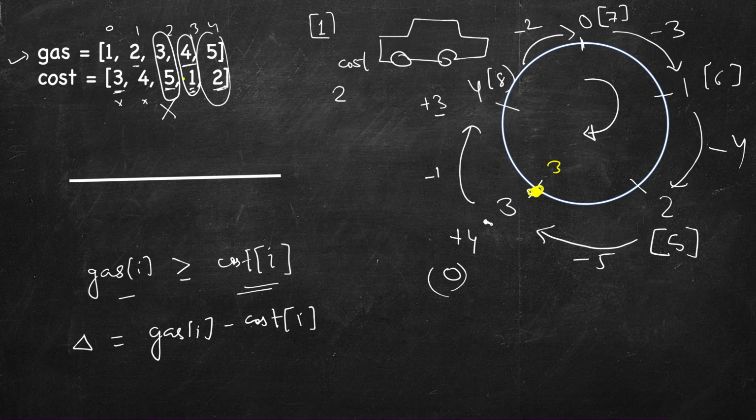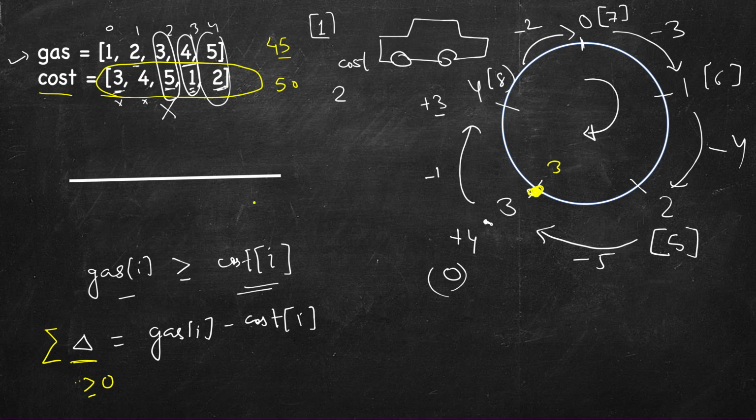Another thing to note is that, let's say the total cost is more than the total gas available. Then definitely you cannot make any trip no matter where you start. Because let's say the cost is 50 units of fuel and the total available fuel is just 45 units. Then no matter where you start, you cannot complete the trip. So this is another point. The total gas should always be more than the total cost, or that is, the sum of deltas should be greater than or equal to 0. In this case, it was exactly 0. So that was good enough.